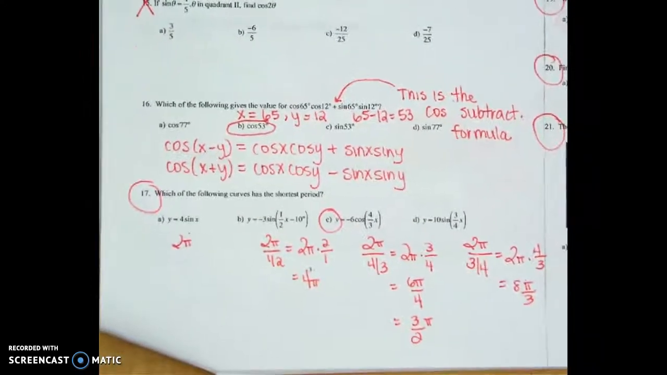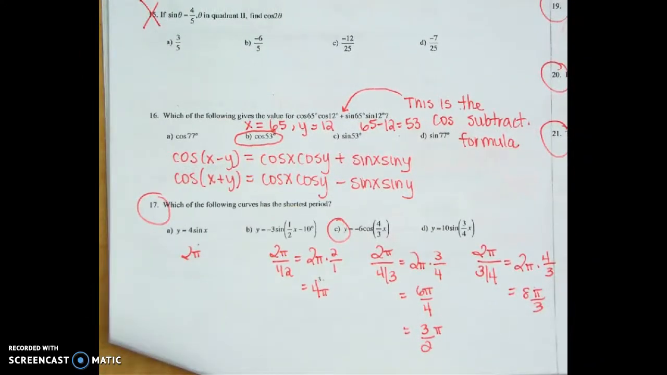We skipped a lot on this page, including number 15. Number 16 is another sum and difference formula problem. And I believe we went over 17 in just about all of the classes today. Some good practice working with finding the period when the coefficient of the b value is a fraction.